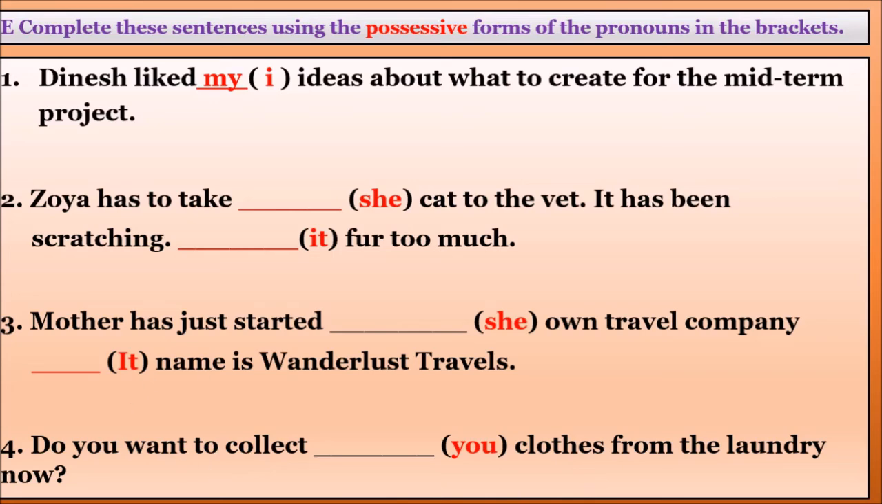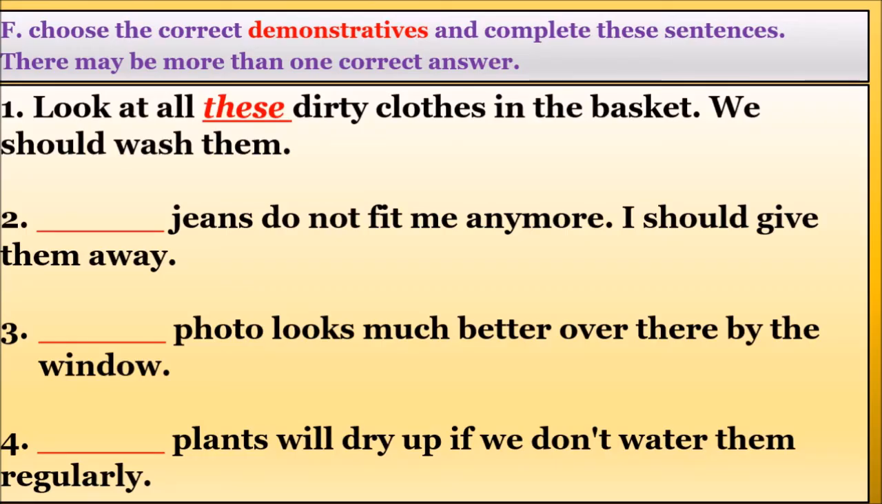And let us go to the next Roman. Choose the correct demonstratives and complete the sentence. There may be more than one correct answer. So here we have to choose whether this, that, these or those will be apt for these sentences.